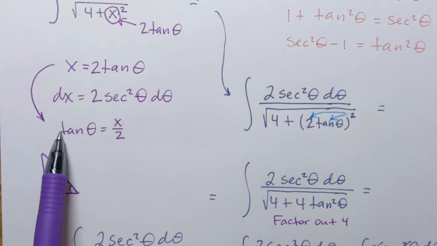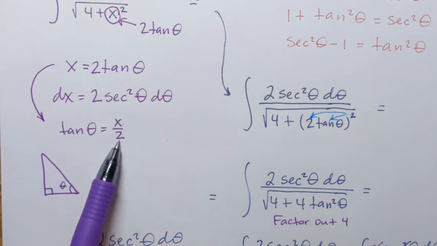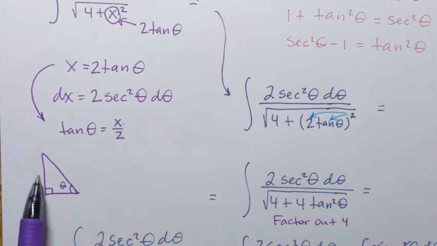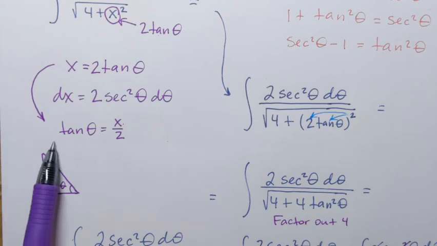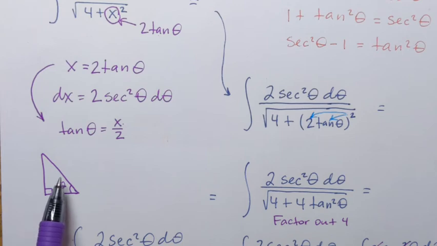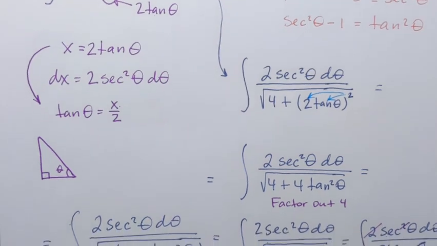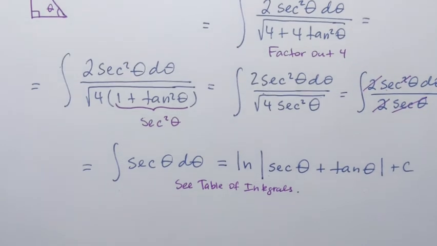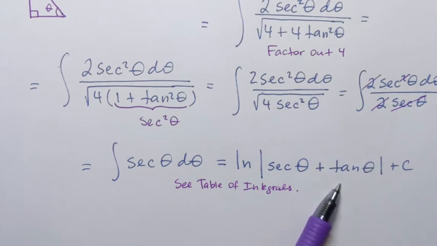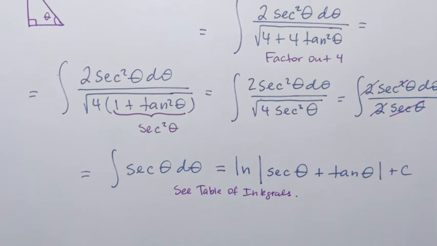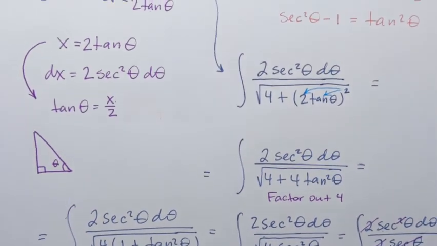Now, if I know that tangent of theta is x over 2, then by constructing a right triangle, I can find all other functions of theta that I need to find. Well, I can find all of them, but I don't need all of them. Let's go back to our answer. I only need to know what secant of theta is, and tangent of theta I already have, right? That we know is x over 2. So we only need to find secant of theta in this case. So how do we find it?